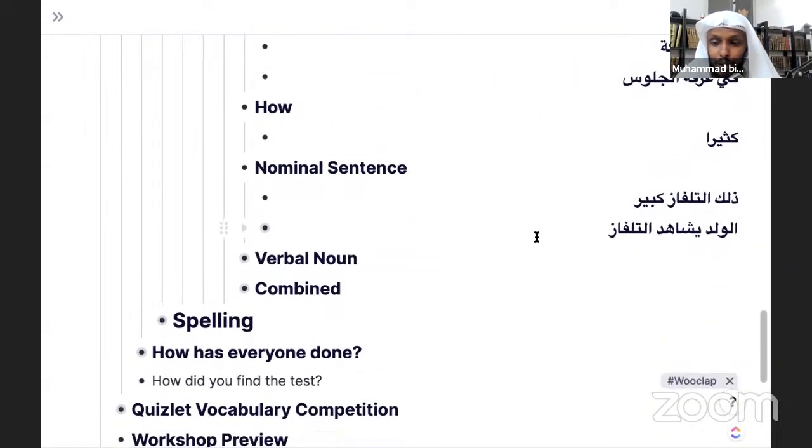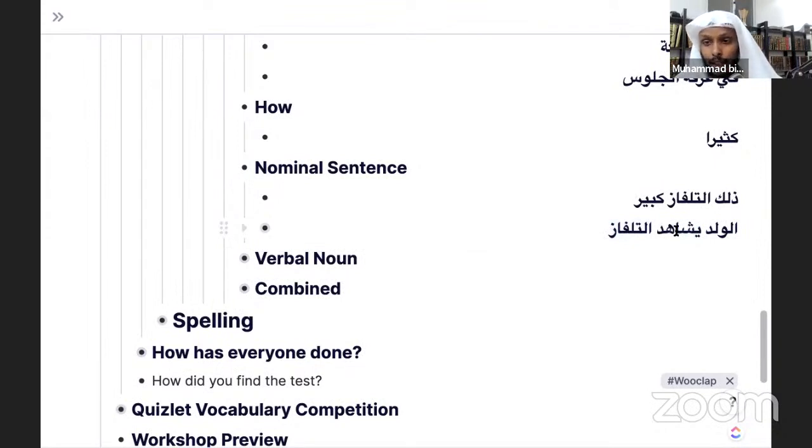One of you said الولد يشاهد التلفاز. A nominal sentence. يشاهد الولد التلفاز. الولد يشاهد التلفاز is the same thing. One is a verbal sentence, one is a nominal sentence. Here we have مبتدأ الولد, and this is the khabar. So الولد, what about him? He's watching TV. That's the predicate.